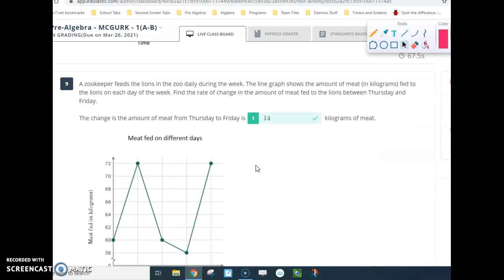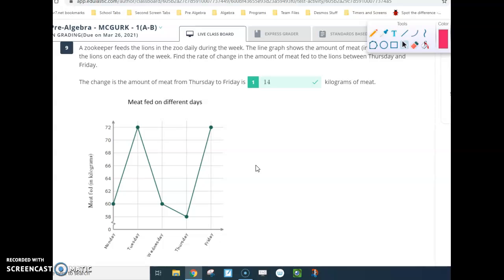Number 9 just wants to know the change in the amount of meat from Thursday to Friday. So I need to come down here and say, well, here's Thursday. Okay, Thursday had 58. And here's Friday. Friday had 72. And 72 minus 58 is where I get that 14. Okay, so we're just looking at the change in the amount of meat that was fed to the lions on those 2 days.